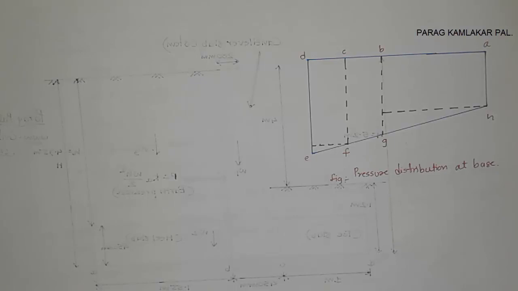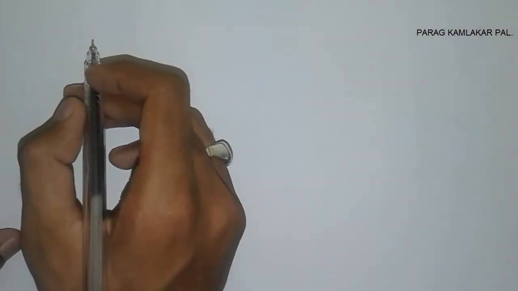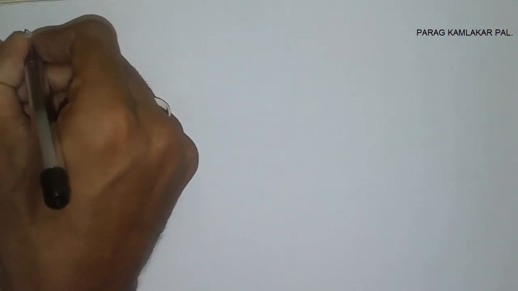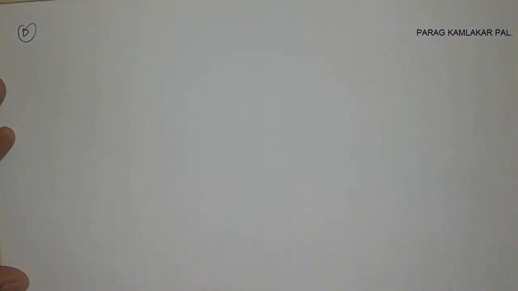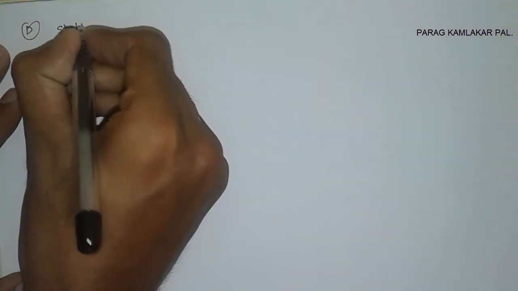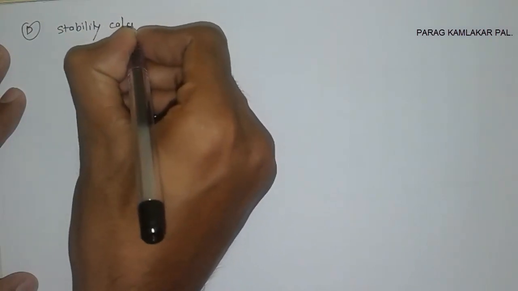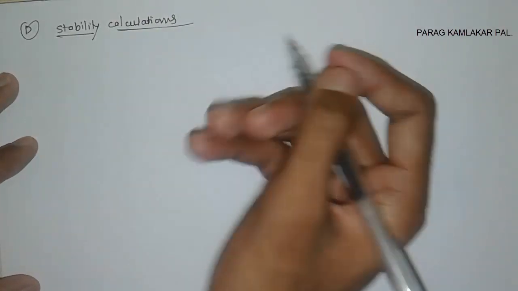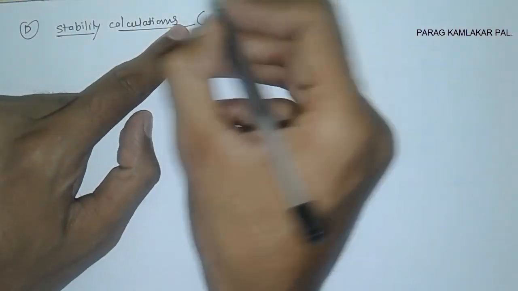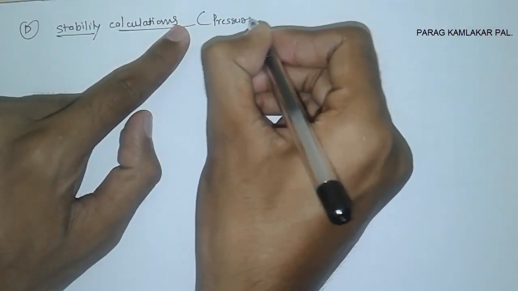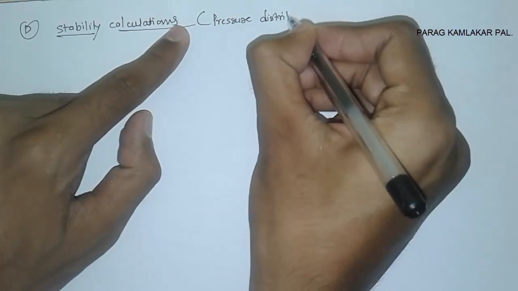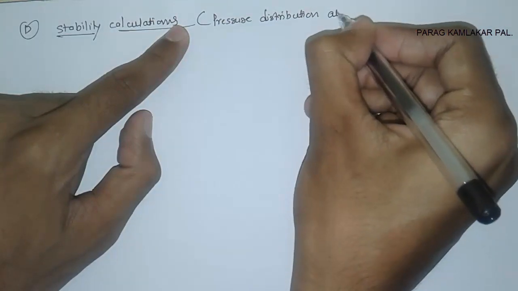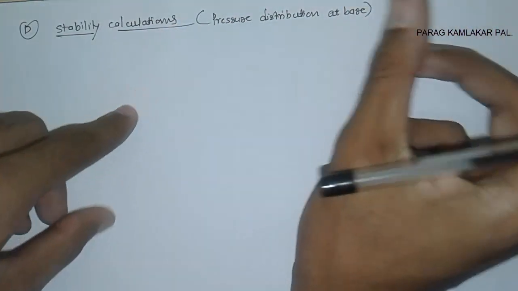So now first of all, for stability, I take my next page here. So the stability calculation, step number D. Stability calculation is also called pressure distribution at base. So these are the two names.